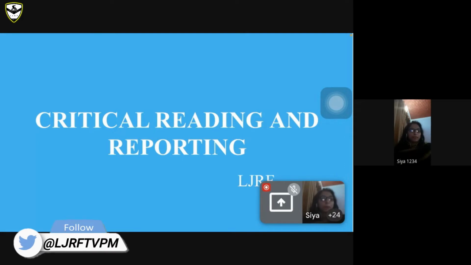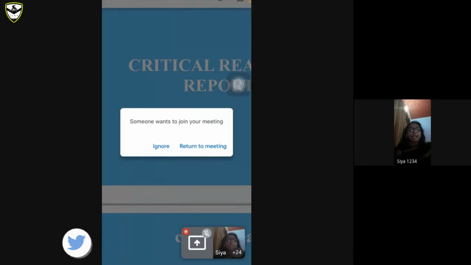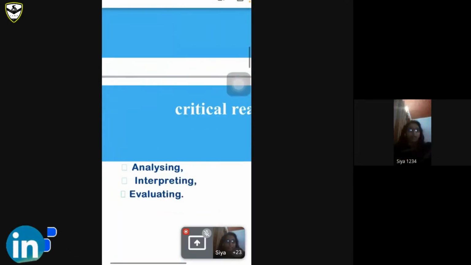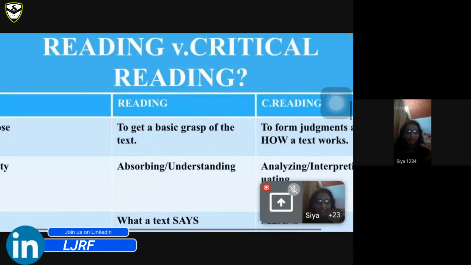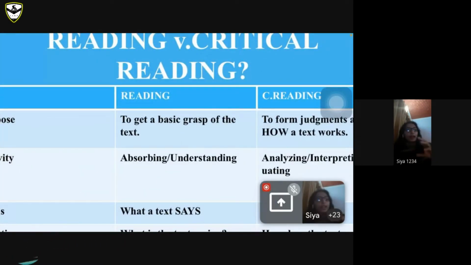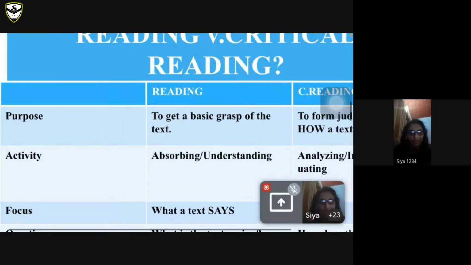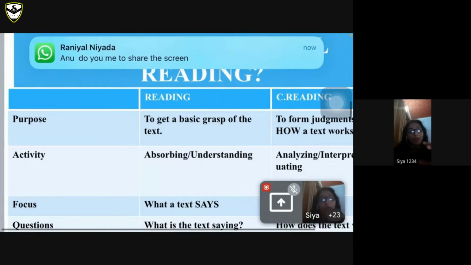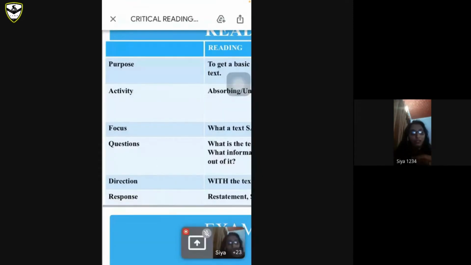First one is purpose. When it comes to normal reading or descriptive reading, to get a basic grasp of the text, you are simply learning what is given in that text. But when it is critical reading, you are forming judgment based on that text. And regarding the activity, in normal reading you are simply absorbing what is given in that text. But in critical reading, you are analyzing, evaluating, conceptualizing. Actually, you are bringing that work to another level.